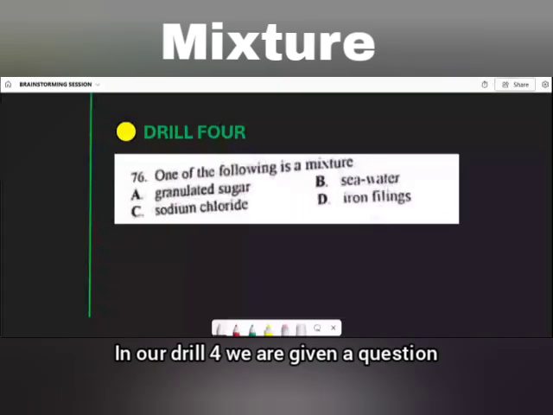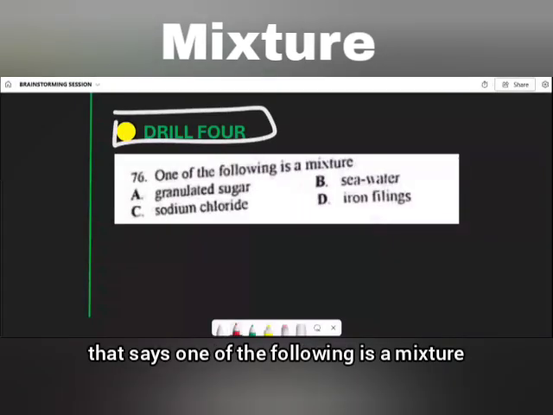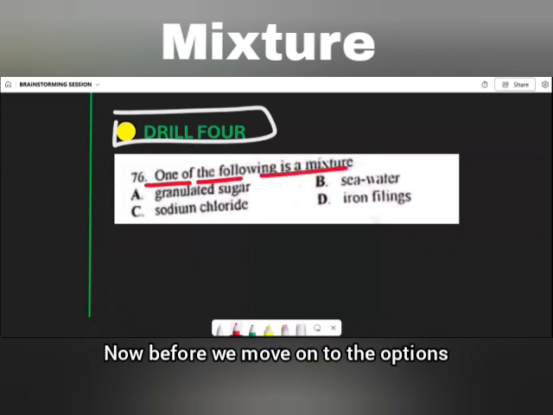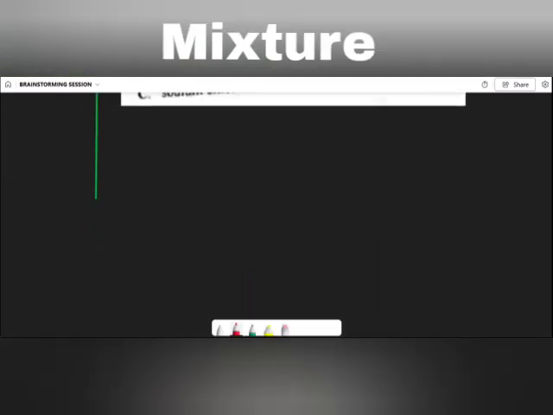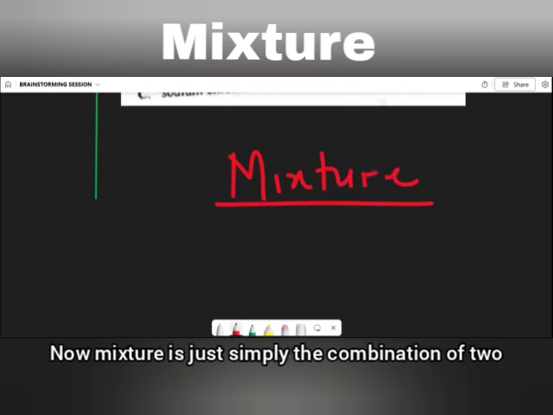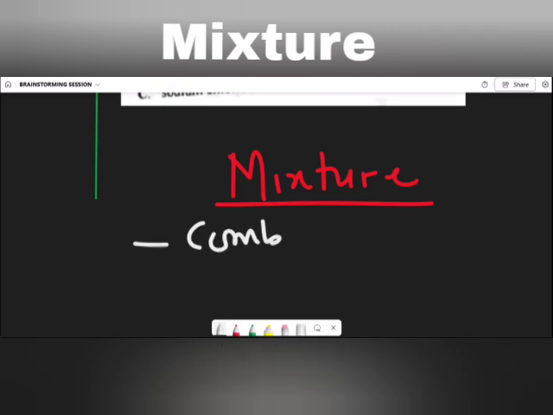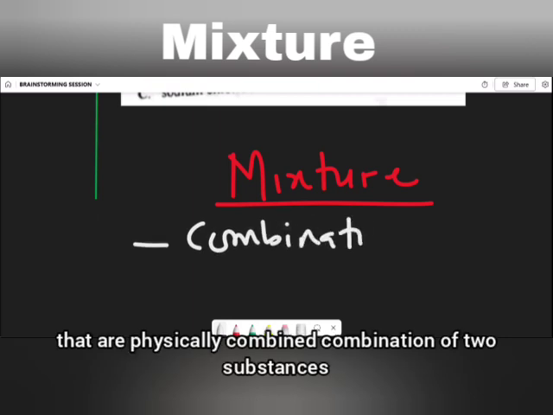We are given a question that says one of the following is a mixture. Before we move on to the options, what do you understand by the word mixture? Now, mixture is simply the combination of two or more substances that are physically combined.